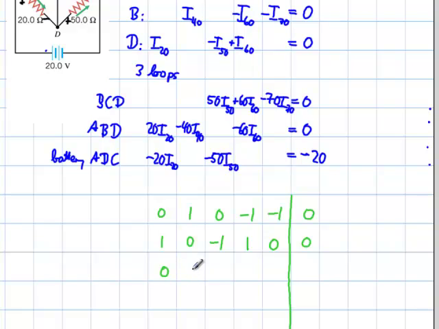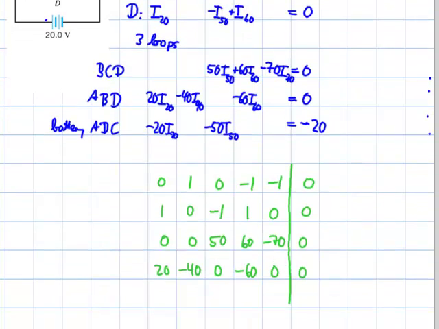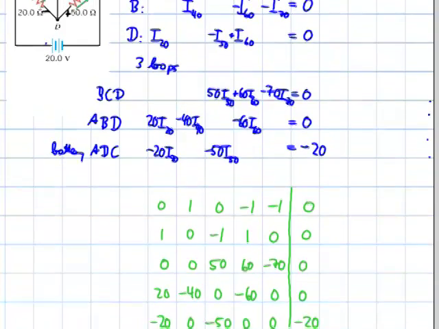And then for loops, 0, 0, 50, 60, -70, 0, 20, -40, 0, -60, 0, 0, and I scroll this a little up, -20, 0, -50, 0, 0, -20. Of course, somebody could say on the last one I might as well get rid of the negative on each one of these, but oh well.